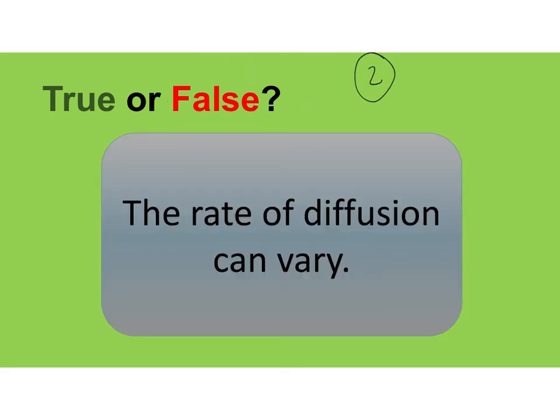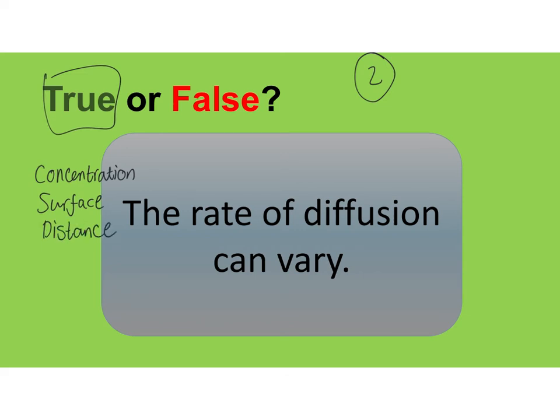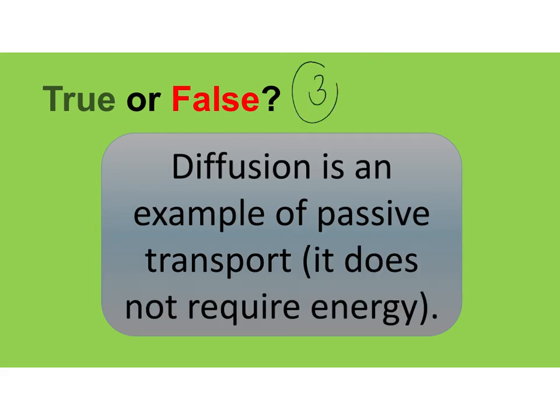Number 2, diffusion can vary the rate. Yep, that is true. Okay, so the rate of diffusion, it depends on a couple of things: concentration, surface area, and distance. So it depends on 3 things. Number 3 then, diffusion is example of passive transport. It does not require energy. Again, that is true. Okay, it doesn't require any energy. The particles will just naturally move.